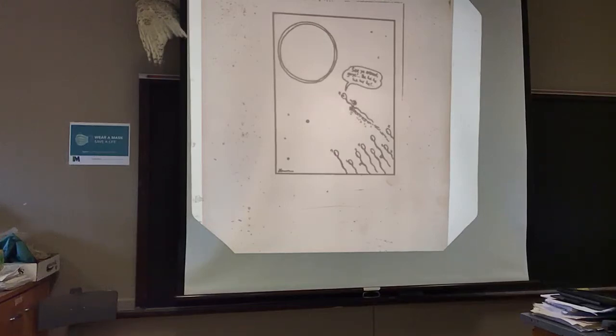Continuing chapter 7. Those are supposed to be sperm heading toward an egg cell. One of them has a real old-fashioned outboard motor attached to it, saying, see you around, guys, and laughing.